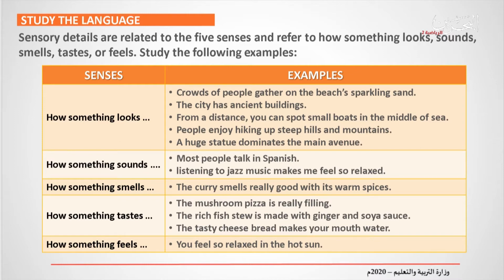Let's see these examples together. How something looks. For example, crowds of people gathering on the beach, sparkling sand. The city has ancient buildings. So, crowds, ancient, sparkling are adjectives to describe the nouns. From a distance, you can spot small boats in the middle of the sea. Where is the adjective? Small, of course.